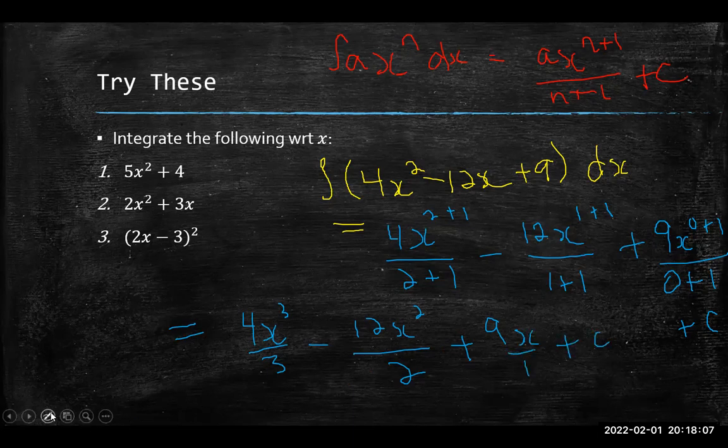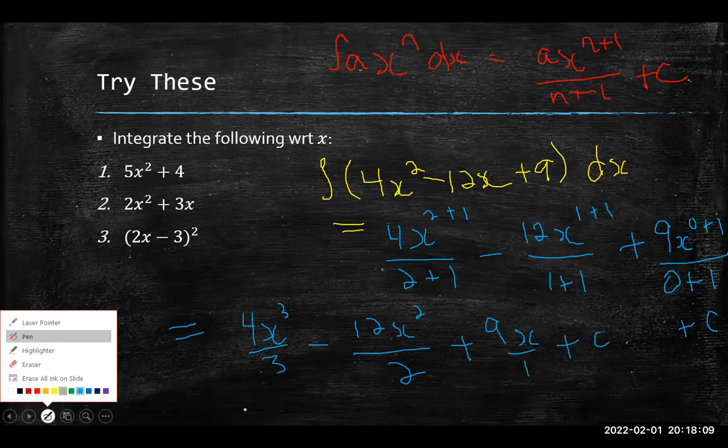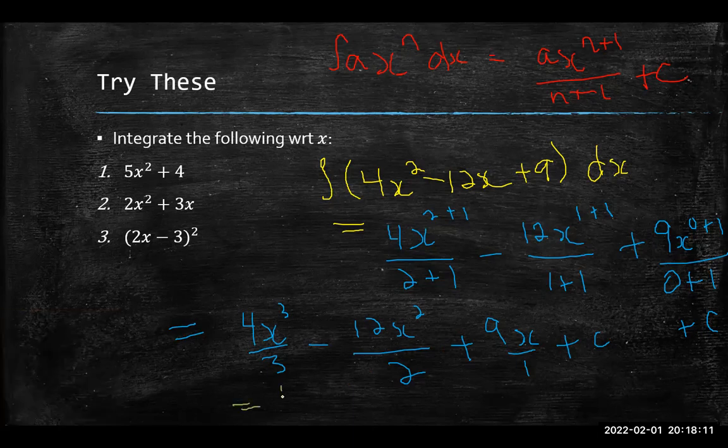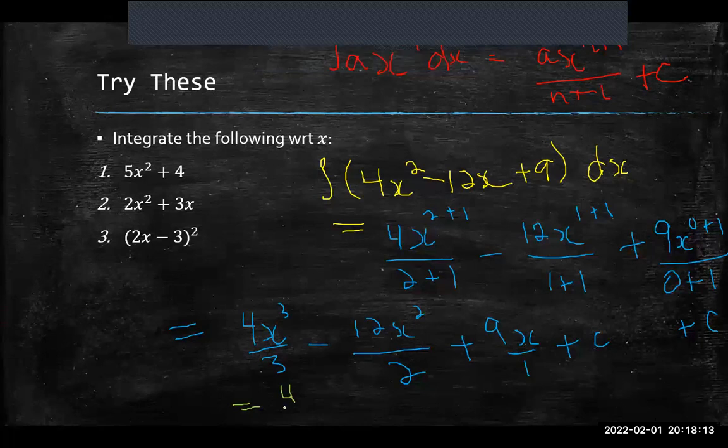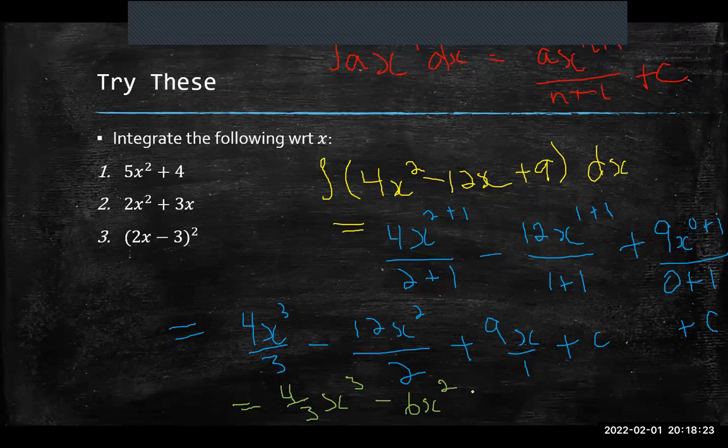But of course, I could simplify this even further. So I get 4, so I could write it as 1, 3, x, right? Or you can leave it like this. This could be simplified to minus 6x squared. This is the same as saying 9x plus.